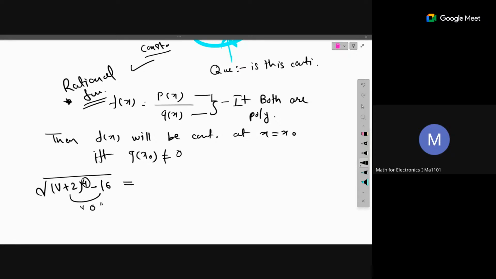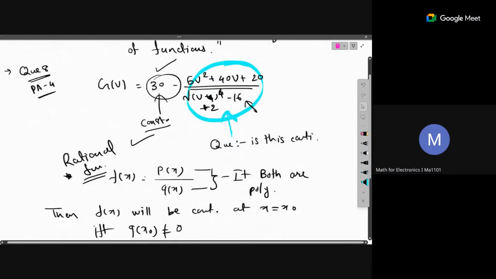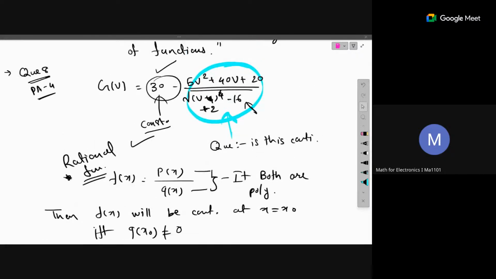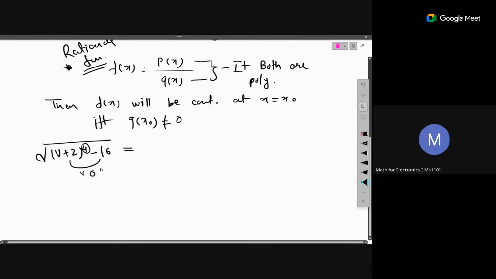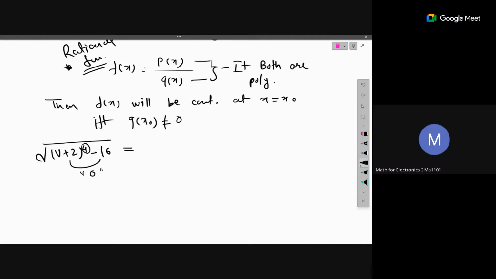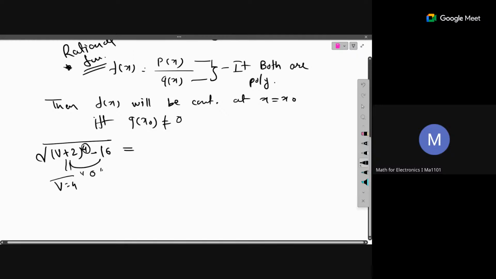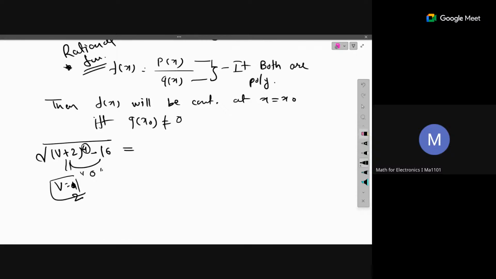Here we have to check whether this amplifier gain function is continuous or not. So we need to check the continuity of this function. This function will not be continuous if we obtain some point where our denominator becomes 0. And we know that this can be equal to 0 when we put v equals 4, right? So if you put v equals 2, not 2 because 4 is there. So okay, simply put v equals 0.